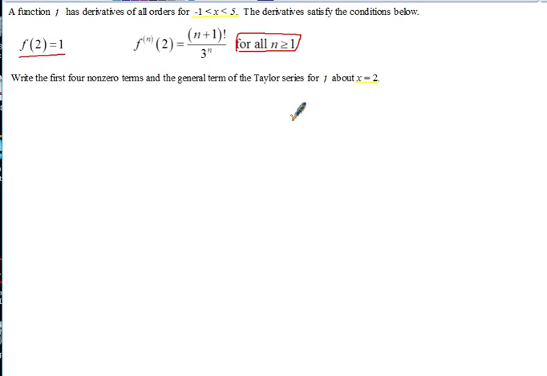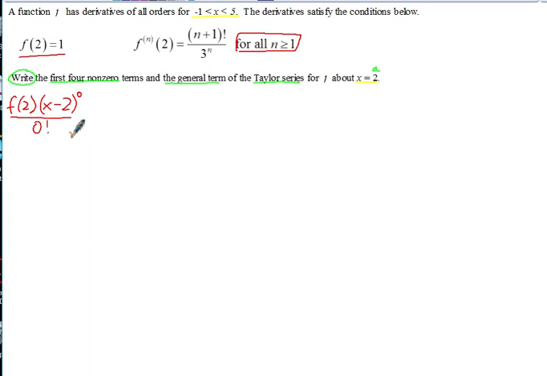All right. So this one, though, says write the first 4 non-zero terms and the general term of the Taylor series about x equals 2. So there's our a value 2. So let's write out the pattern first for the Taylor series. So it's going to start with the 0th derivative at 2. So the first term will be f of 2, and then x minus a, which is 2, to the 0th power over 0 factorial.